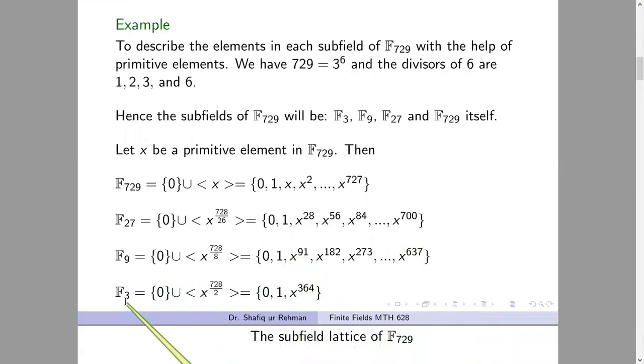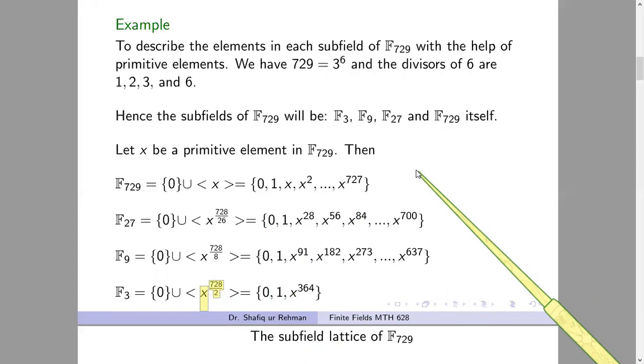Similarly, here F3 has a total of 3 elements. We separate 0 here, and the remaining part will be a cyclic group of order 2. We must take an element of order 2. How to get the element of order 2? We take x power order of x divided by 2. This will be an element of order 2. We know very well that if x has order n and d is a divisor of n, then x power n over d has order d.